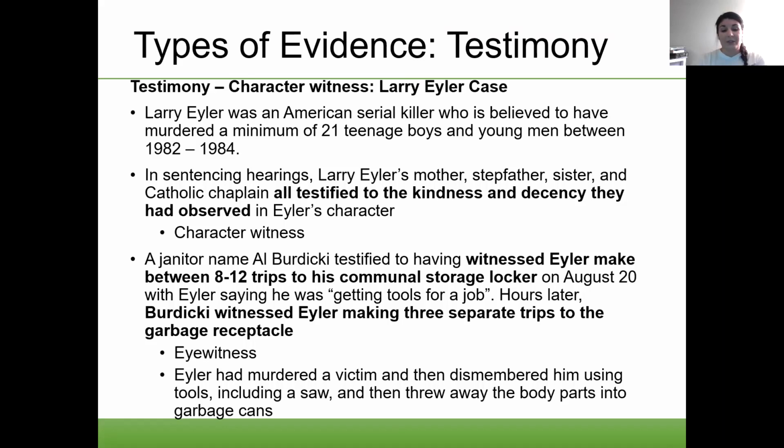So what had happened was Eiler murdered a boy in his apartment after torturing him, I'm sure with different tools, and then dismembered him using tools, including a saw, and then threw away the body parts into garbage cans. So he had to take 3 separate trips to the garbage can to throw away all the different parts of the body.